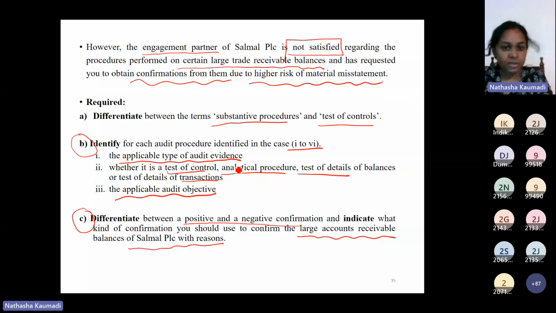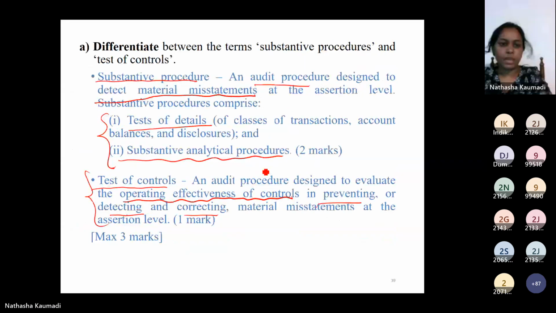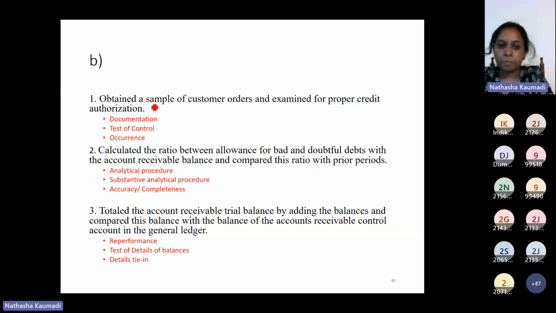Okay, now when you consider part B1, you need to understand the applicable type of audit evidence, whether it is a test of control, analytical procedure or TOD, and the applicable audit procedure. Now look at here. First one, it says obtain a sample of customer orders and examine for proper credit authorization. So the audit procedure is you have checked the customer orders and you have checked whether our client has approved the credit limits.